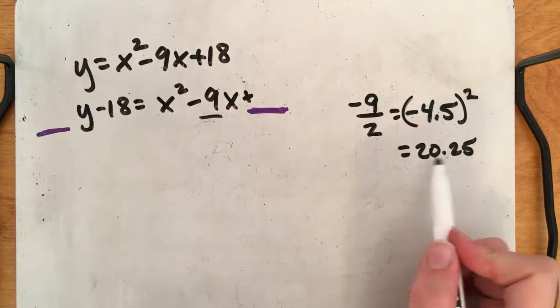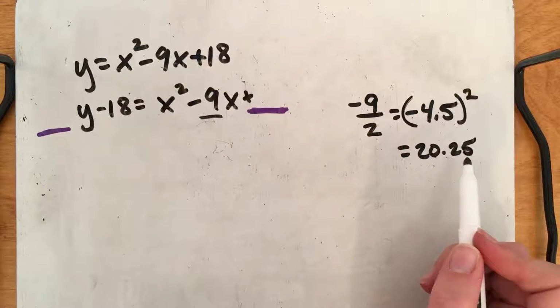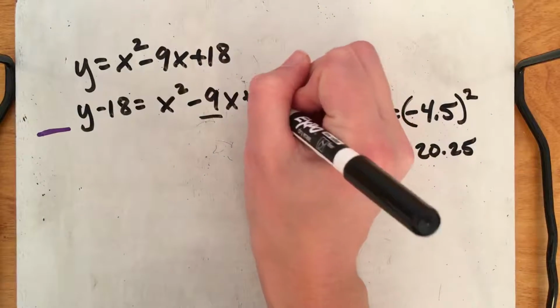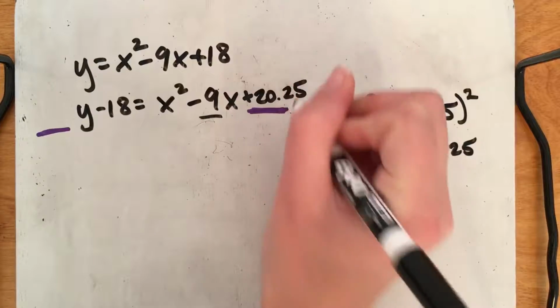I'm adding it because it's positive, okay? If this were resulting in a negative, which wouldn't happen since we're squaring it, I'm always going to be adding this number over here. But that's y.